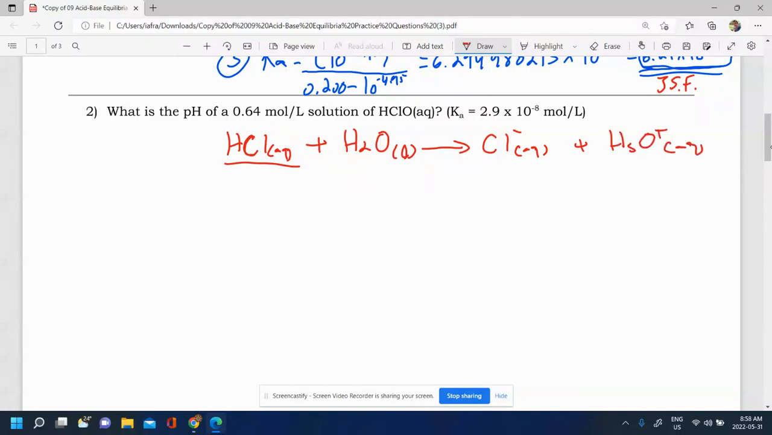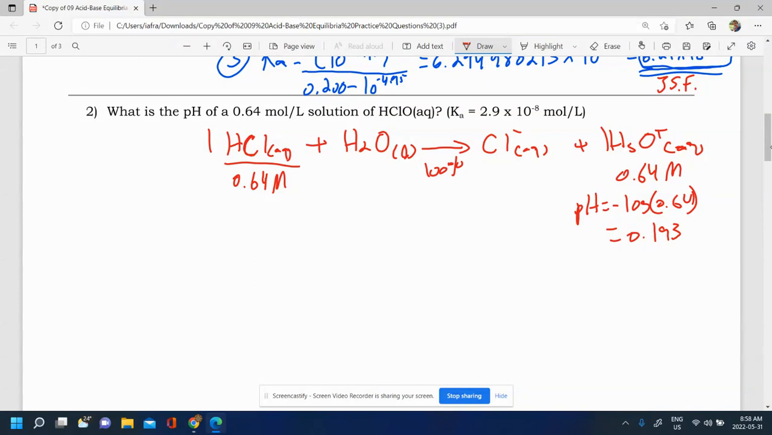And so when you put this HCl in the solution, essentially 100% of it is going to ionize. So if you had 0.64 molar here, since it's a 1-to-1 ratio, you would have 0.64 molar of the H3O plus, and then you could simply do pH is equal to the negative log of 0.64, and you would get your pH value. You would get a pH of 0.193, and then, well, 2 sig figs, so 0.19.